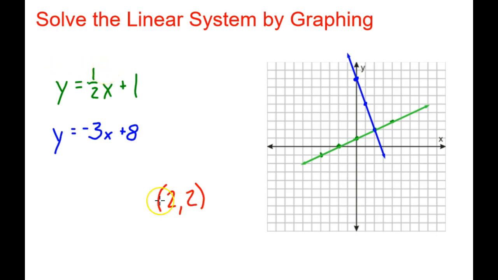If I do the same thing in the second equation, I'd have -3 times my x value of 2. -3 times 2 is -6. -6 plus 8 gives me a value of 2. 2 is equal to 2. So we plug those x, y ordered pair into each equation. If we get a statement that's true, it's a solution to each equation. That means it's a solution to the system.